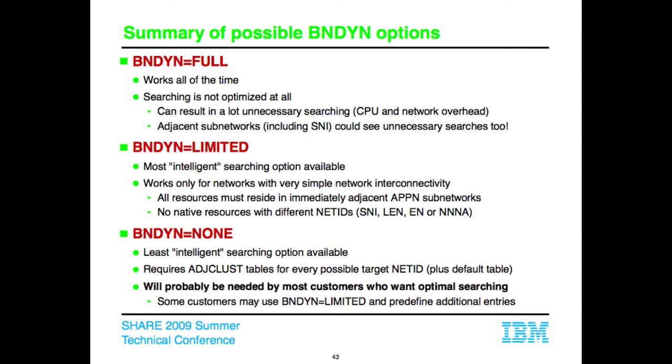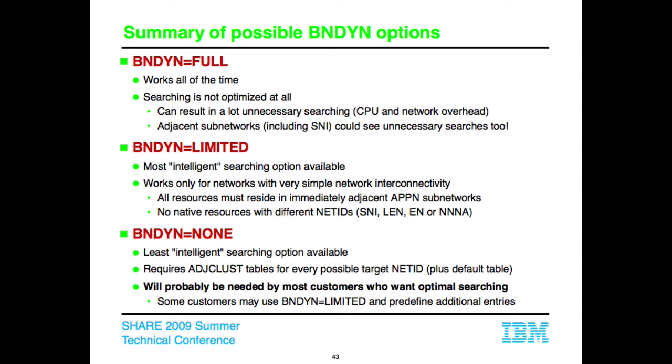BN equals limited is the most intelligent searching option available, but it really only works for the simplest of APPN networks. No SNI, LEN, end node, or non-native network attached capability. You don't have to go through intermediate networks to get to the target resource, and you also don't have to go through peer border nodes to get to the target resource. I'm guessing that 99.99% of all customers will have at least one of these limitations in place, which will cause BN equals limited to not work. So at the very least, they will have to augment their tables with those extra entries.